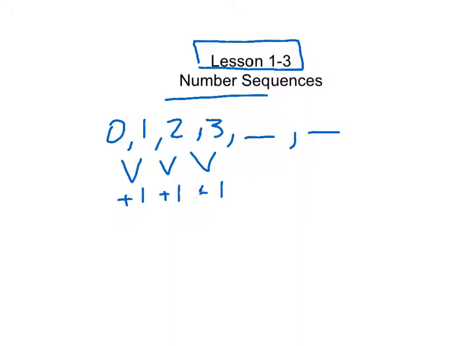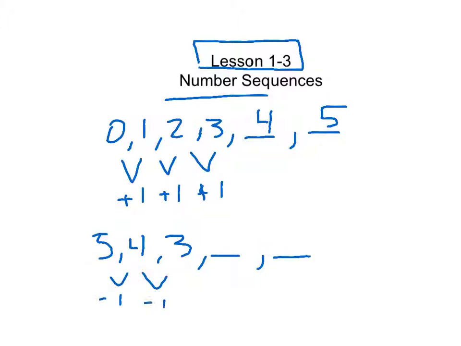So we could say that 3 plus 1 is 4, and 4 plus 1 is 5. So that's a real simple example of the big idea here. And we might do things backwards like that. Like say we went 5, 4, 3, and then asked you for the next ones. We could do the same thing. We're subtracting 1, we're subtracting 1, and we're subtracting 1. So we would get 2 and 1.